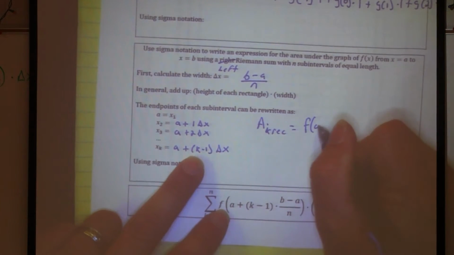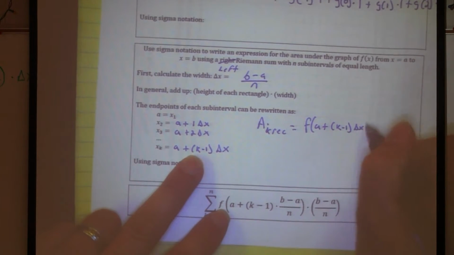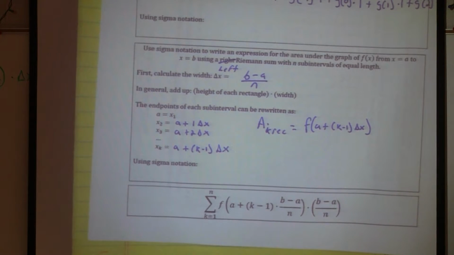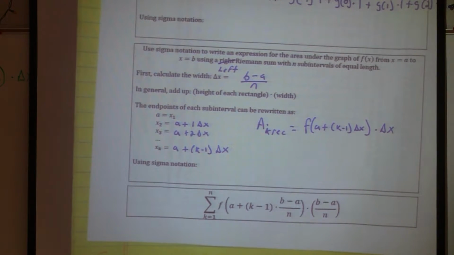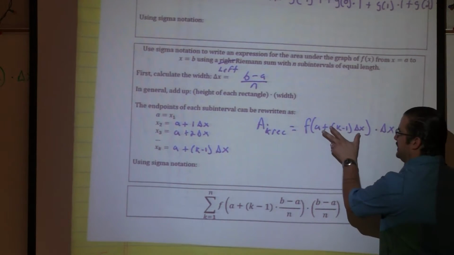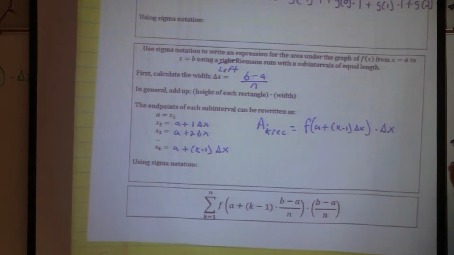f of a plus k minus 1 delta x, that's the height, times delta x, the width. I needed to be able to figure this out because I need to know what to plug into the function. Do you understand? Yep. And how would I figure out the area of a whole bunch of them?